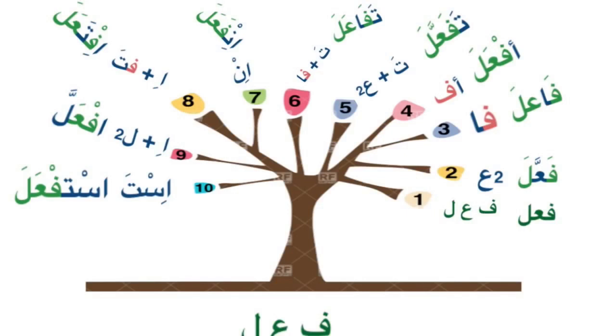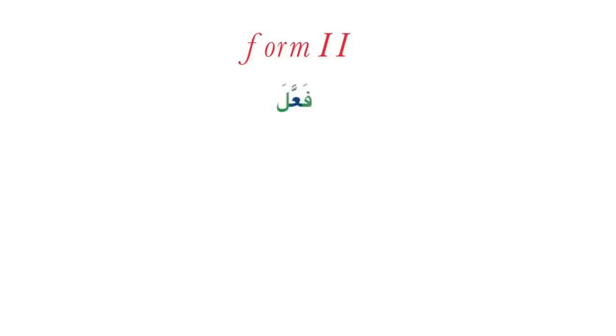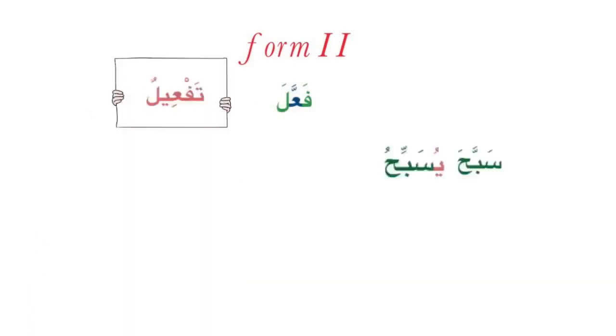So indeed in our previous class we did form 2. Just a quick revision. Form 2 is fa'ala, where the ayn kalima is doubled, and we know it's called bab taf'il. Some examples commonly used in the Quran: sabbaha, yusabbihu, sabbih, musabbihun is ism fa'il.